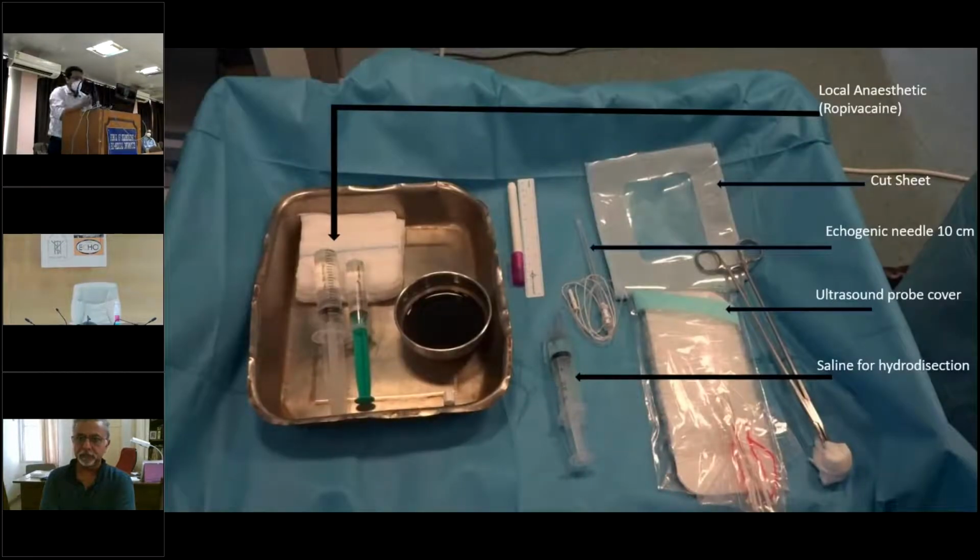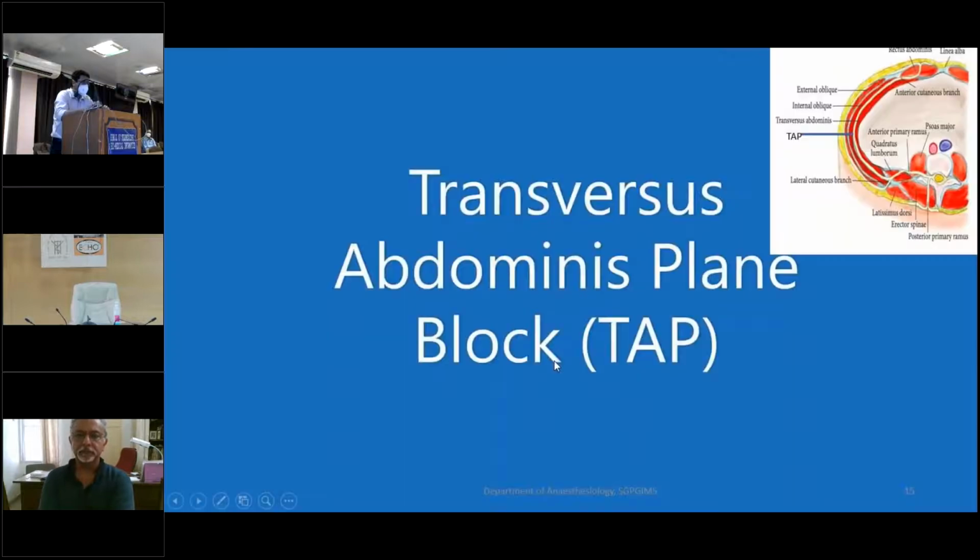Now, I will illustrate how we perform these blocks in our day-to-day practice. This is how we prepare for it. We can see the ultrasound probe cover. We can see our echogenic needle, which is easily seen in ultrasound. The cut sheet, our local anesthetic, our saline for hydrodissection. This is a small video in which we will illustrate the TAP block.